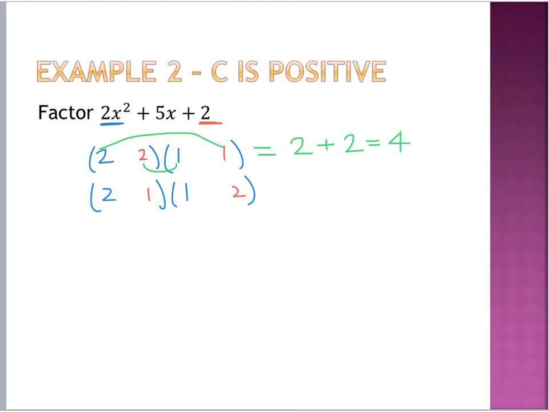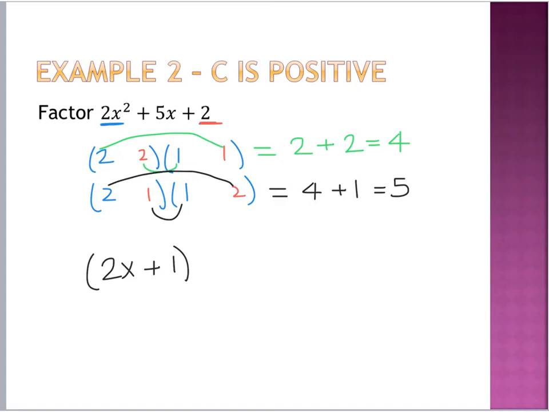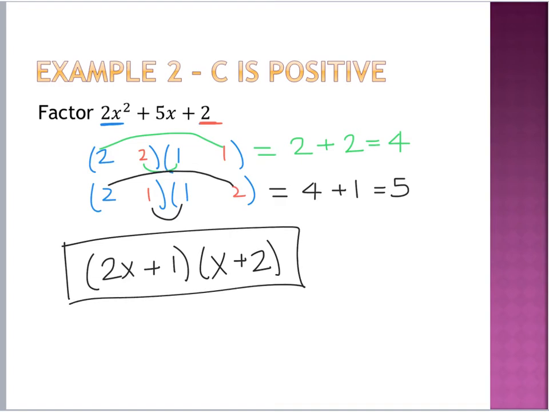So now I'm going to do this again with my second set of factors. So my outside term is going to be 2 times 2, which is 4. And my inside terms are going to give me 1 times 1, which is 1. 4 plus 1 will give me 5. So this tells me that my factors are going to be 2x plus 1 and x plus 2. And these are my factors.